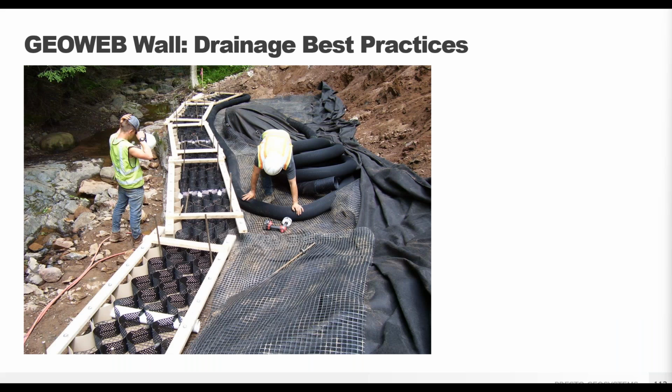One of the best ways to mitigate that hydrostatic pressure is with a drainage pipe installed behind the GeoWeb panels. This could be a perforated pipe wrapped in geotextile to prevent clogging. This type of drain system is a best practice pro tip you'll want to be sure to include.